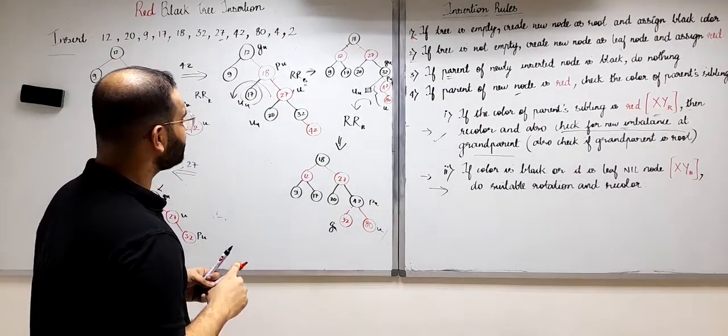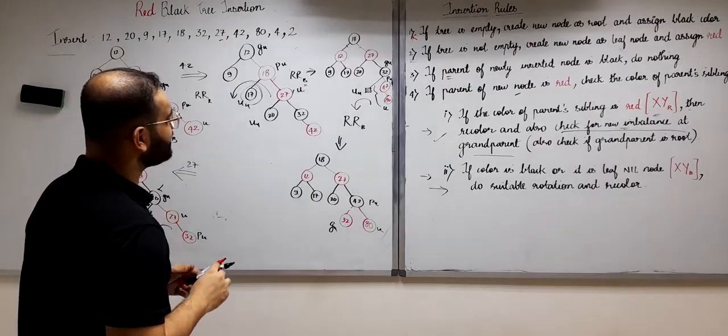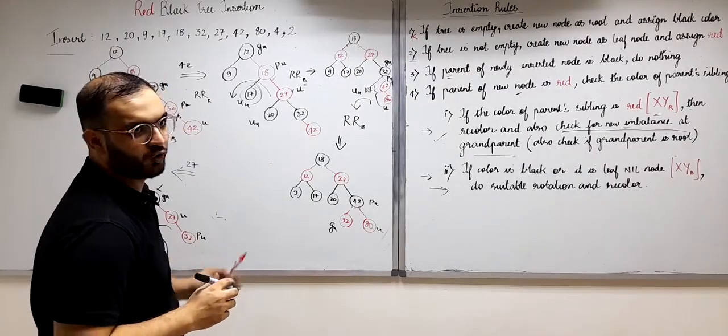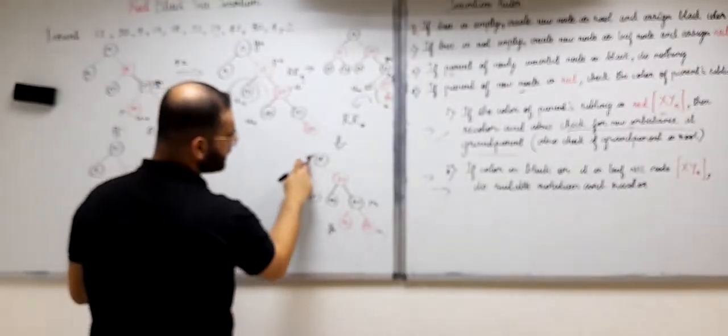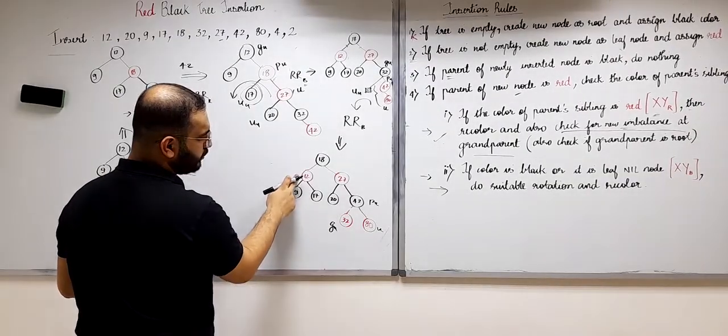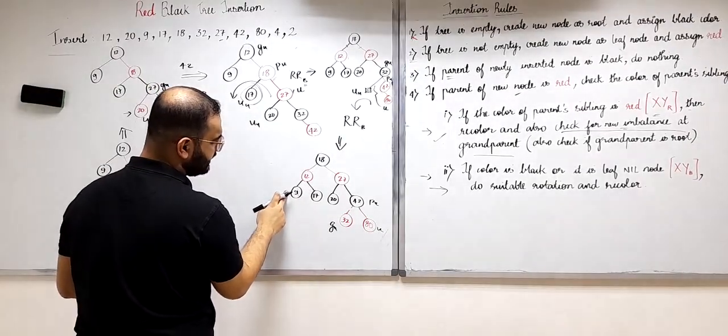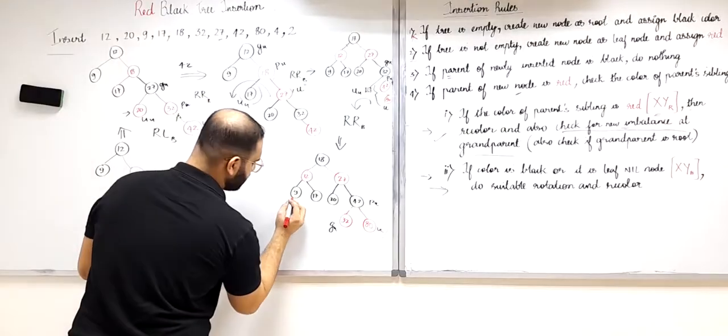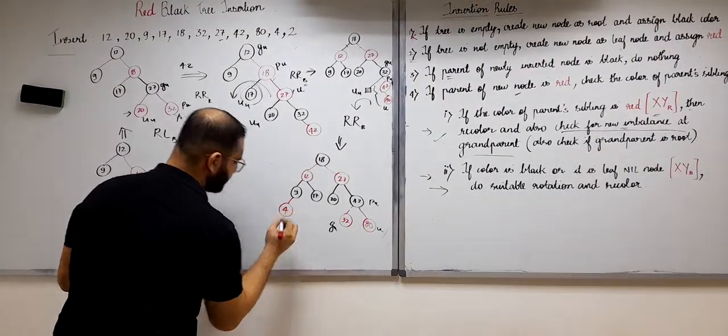Okay, so now let us insert the next element. So the next element that is to be inserted is 4. So where will 4 come? 4 is actually less than 18, so on the left. 4 is less than 12, so on the left. 4 is less than 9, so on the left. So 4 will come over here.